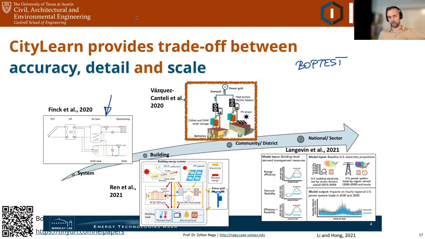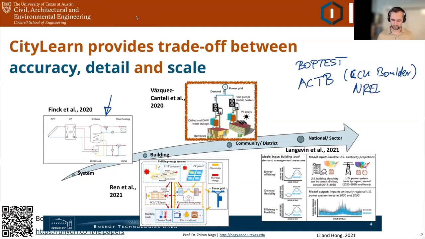But until then, this one is probably where you can explore algorithms, basically, is what we're looking for. There's another one, ACTB, at CU Boulder. This is Dr. Hens's group, the Advanced Control Testbed, and that's with NREL and CU Boulder. And this one is LBNL. So these two came online in the last 2 years.